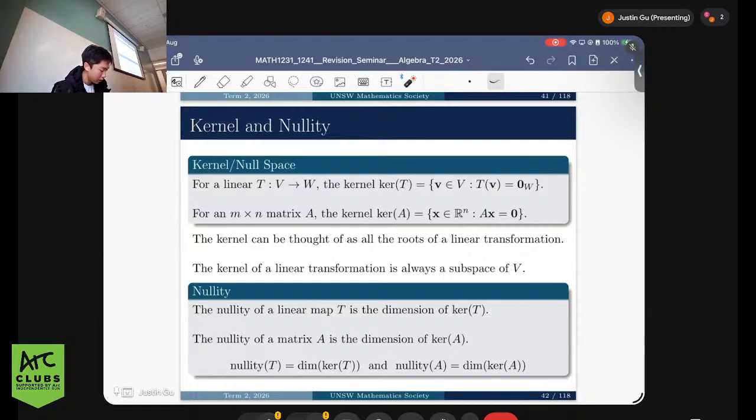And then nullity, you can take a look here. It's just a whole bunch of definitions. Nullity is the dimension of the kernel of T, and it's the same thing if it's a matrix.